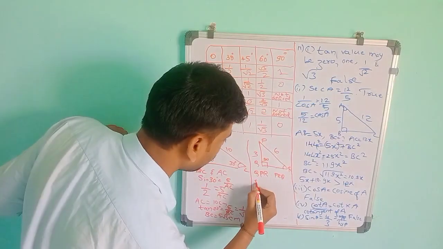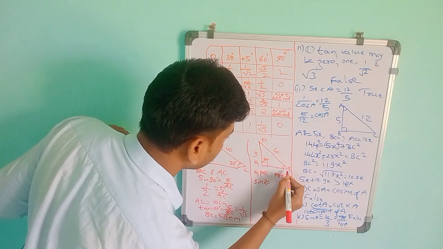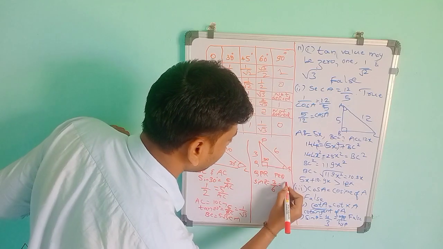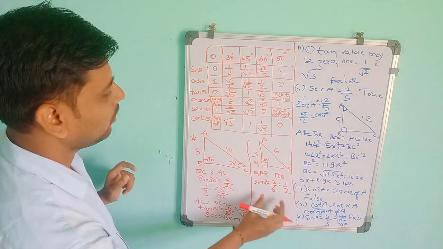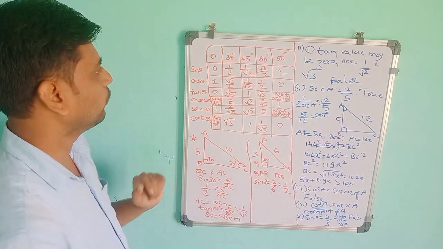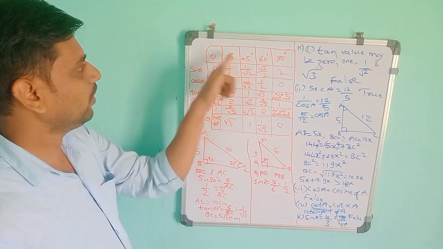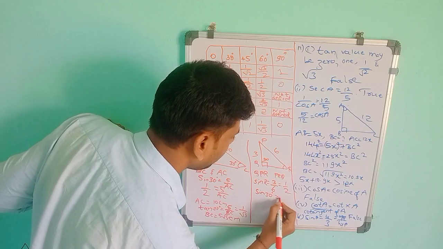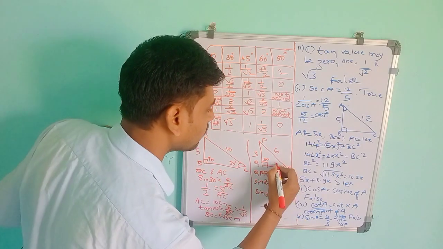So sin R is equal to opposite by hypotenuse, 3 by 6. It will be 3 ones are 3, 3 twos are 6, so 1 by 2. So if you see the values, for what value is sin R equal to 1 by 2? 1 by 2 is nothing but sin 30. So sin 30 is equal to 1 by 2. Therefore we got this angle R as 30.